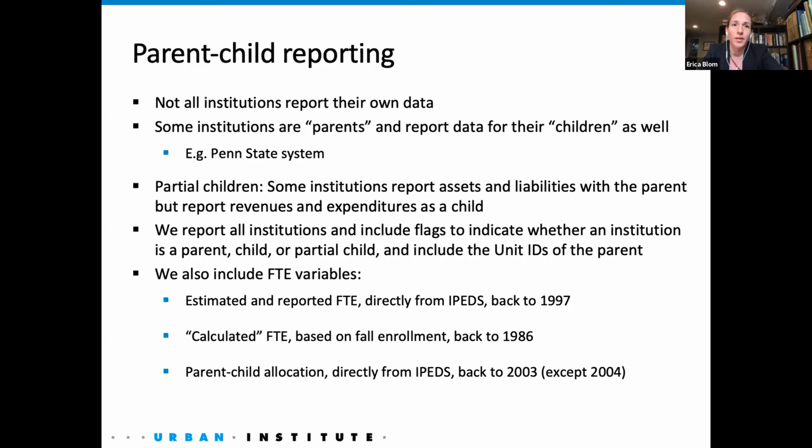And then finally, there's a parent-child allocation variable that IPEDS has provided specifically for finance that goes back to 2003. In general, we would recommend that for most time series analyses, you can feel most comfortable going back to about 2003. Before that is when things really start to get a little bit messier. So again, that's where you want to be careful about trying to over-interpret any kinds of jumps or breaks around then. So 2003 is probably a good break point.